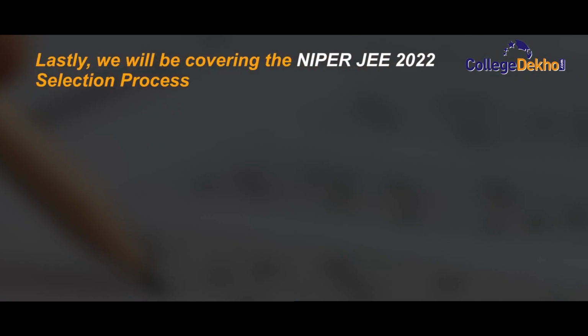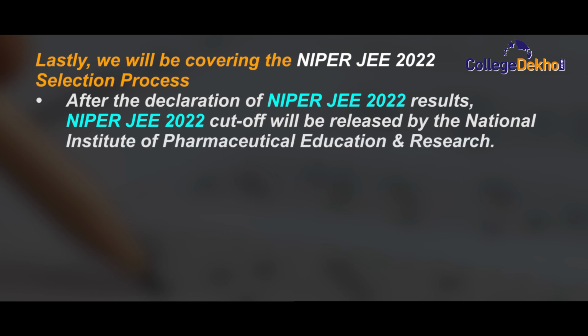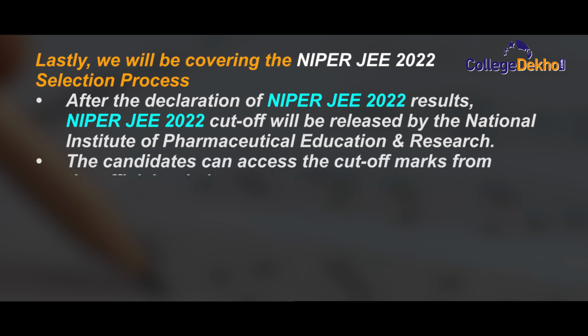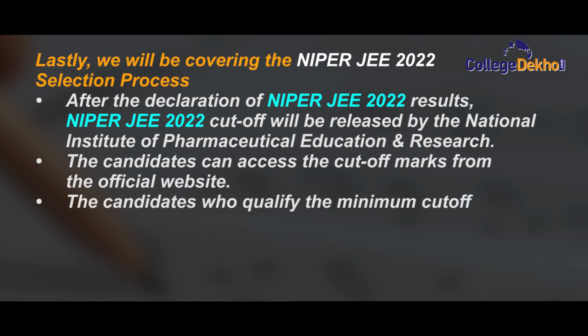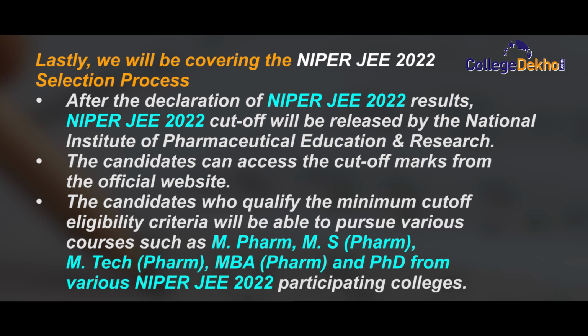Lastly, we will be covering the selection process. After the declaration of the NIPER JEE 2022 result, the cutoff will be released by the National Institute of Pharmaceutical Education and Research. The candidate can access the cutoff marks from the official website. Candidates who meet the minimum cutoff eligibility will be able to pursue various courses such as M.Pharm, MS.Pharm, M.Tech, MBA and PhD from various NIPER JEE 2022 participating colleges.